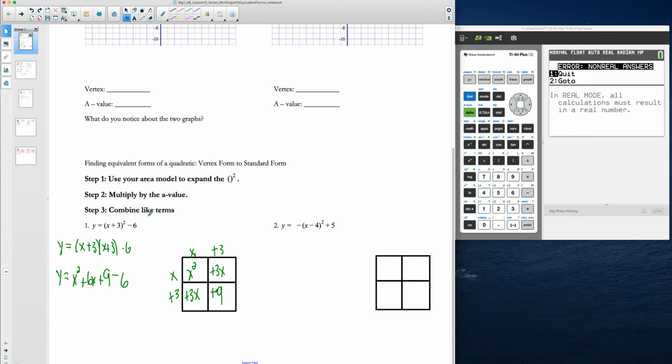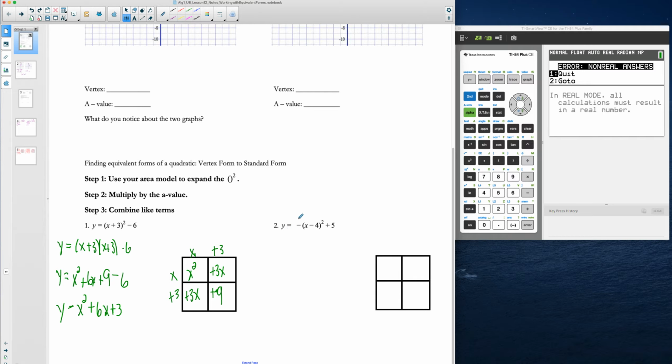So that brings us to step 3 here, which is combine like terms. So if I look, the only like terms are my numbers here at the end. So those are the only two that I can combine. So y equals x squared plus 6x. And then 9 minus 6 is a positive 3. And there we have now taken this from vertex form to standard form. So if we were to graph both of these, we would get the exact same picture. So let's move on to number 2 here.